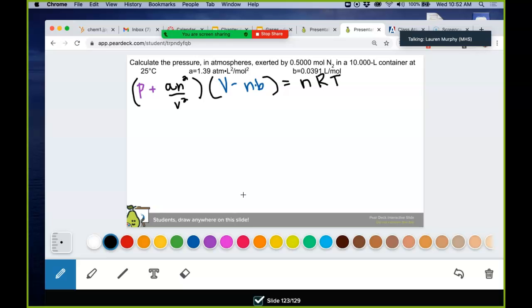Okay, so let's plug in. I'm going to do this the opposite of how I did in the other class. Let's plug in the n, the R, and the T. We already have all these numbers, right? n is moles, it's 0.5. R is the gas law constant. We're going to use 0.08206 because I asked you to calculate the pressure in atmospheres. And T is temperature in Kelvin. This side is plug and chug. So let's do it. 0.5 moles. And I know it's 4 sig figs.